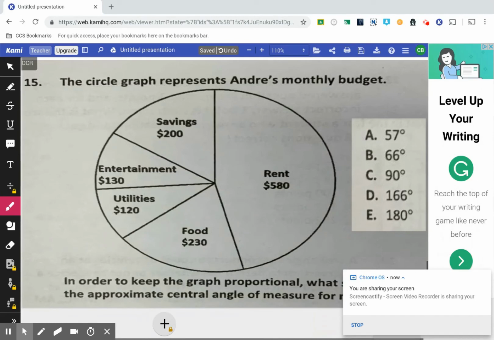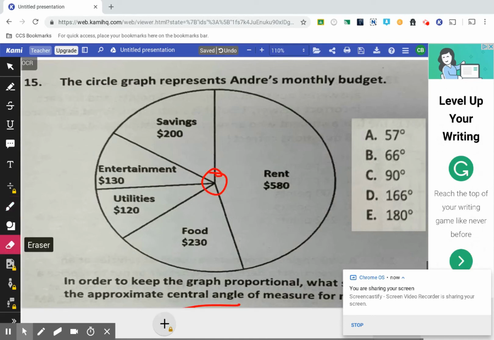Here's the last one. The circle graph represents Andre's monthly budget. What should the approximate central angle measure for the rent be? Okay, so I got to know a definition. What is a central angle? Right, well, central means the middle. You think about Central Park, right in the middle of New York City, in Manhattan. So a central angle all centers around right there in the middle of the circle.